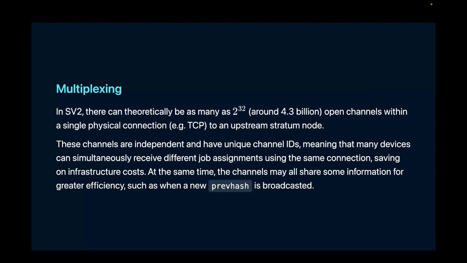Multiplexing. In Stratum V2, there can theoretically be as many as 2 to the power of 32, which means around 4.3 billion open channels within a single physical connection, or a TCP socket, to an upstream Stratum node. These channels are independent and have unique channel IDs, meaning that many devices can simultaneously receive different job assignments using the same connection, saving on infrastructure costs. At the same time, the channels may all share some information for greater efficiency, such as when a new prev hash is broadcasted.